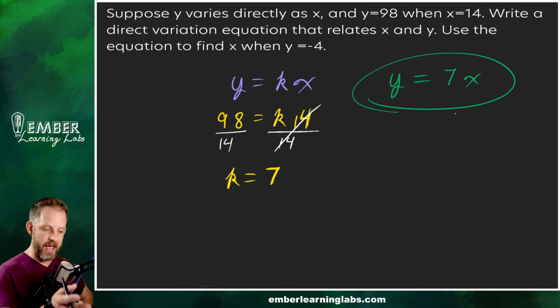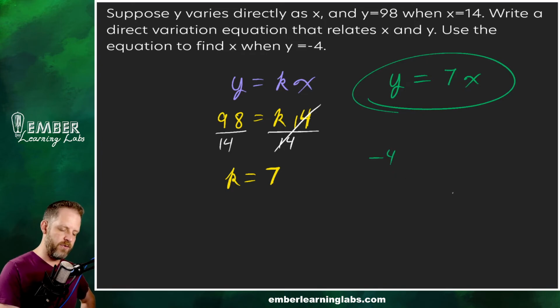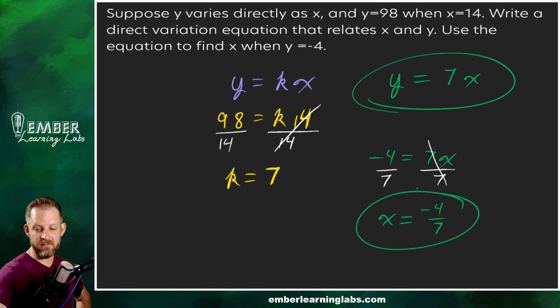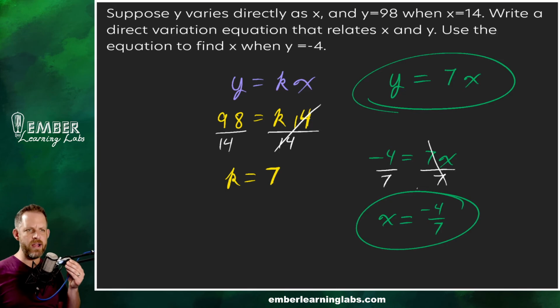So that's the answer to the first part of our problem. And then we've got to find x when y equals -4. So we're going to plug a -4 in for y in y equals 7x, and we're going to solve for x. To solve for x, we're going to divide by 7. Those cancel out. Now this time, we've got a fraction. That's okay. Fractions are just numbers. x equals -4/7. That's it. That's how to solve a direct variation equation problem.